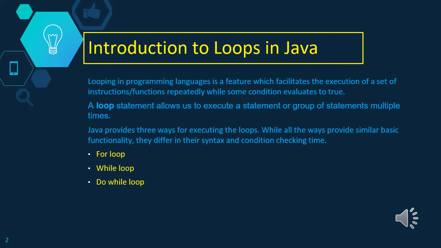So Java provides three ways for executing loops. All these ways provide basic functionality, but they differ in syntax and condition checking time. So the three loops are for loop, while loop, and do while loop. We will be talking about them in the next slides.